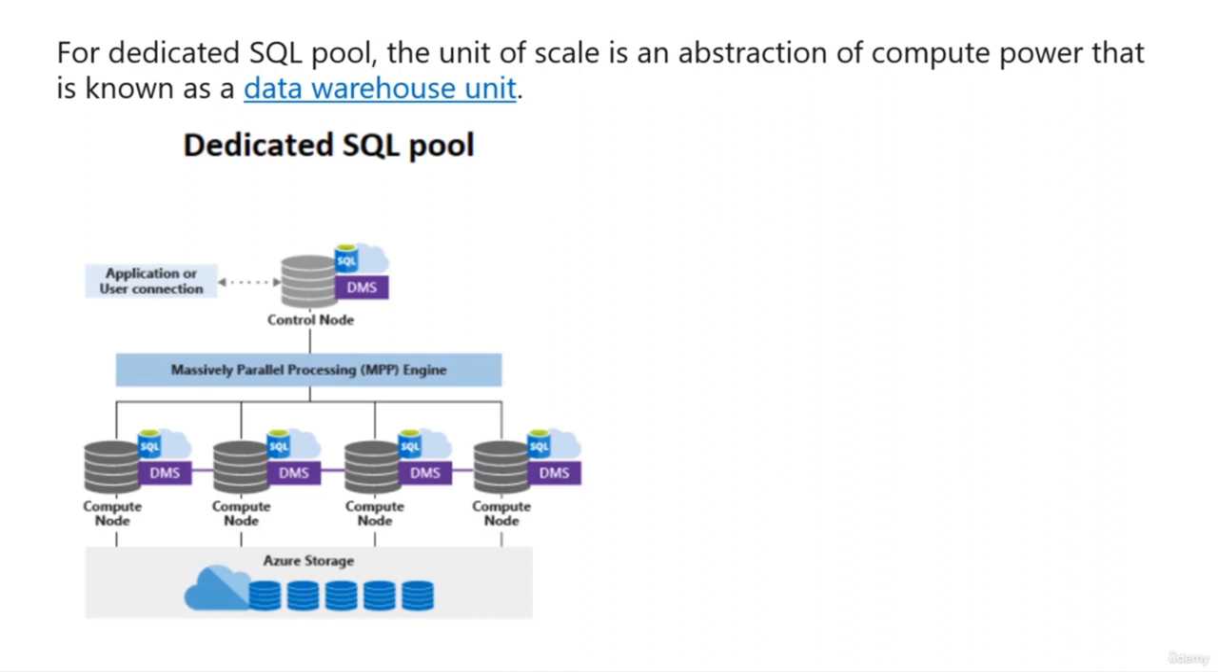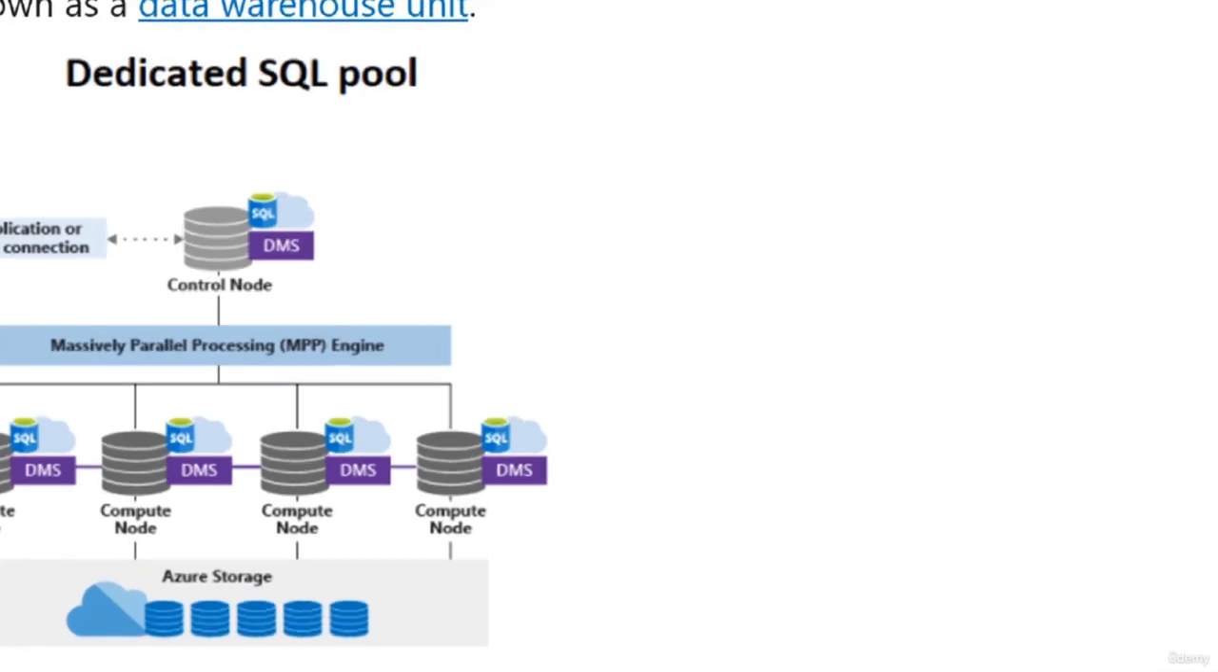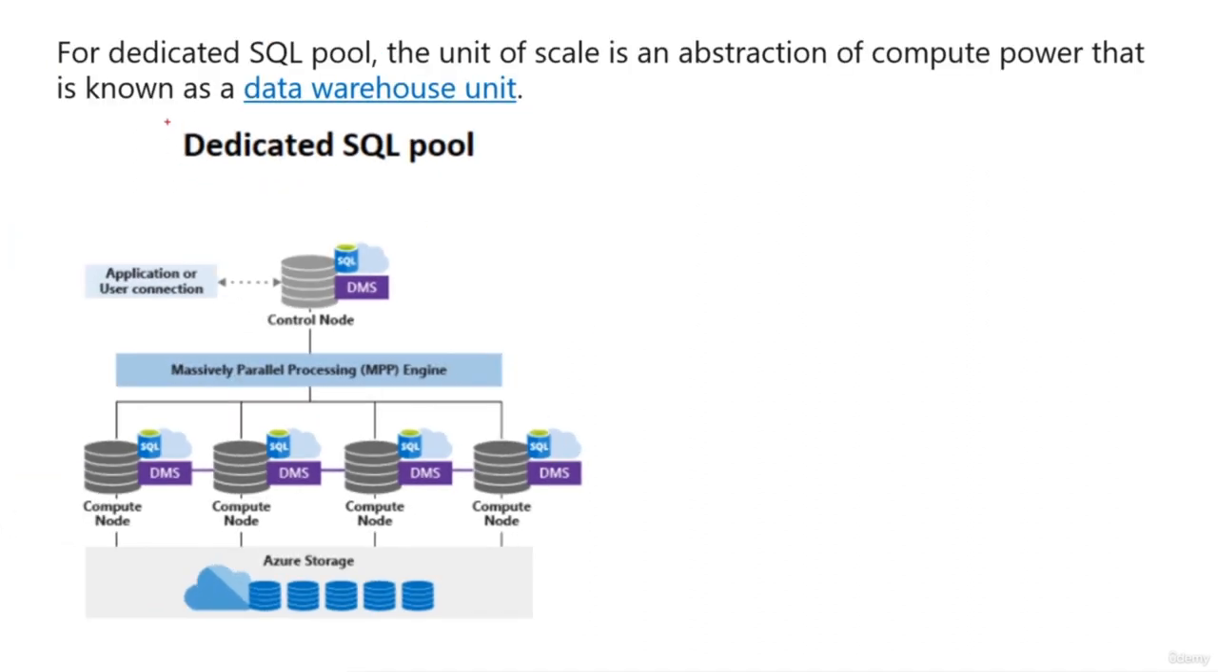If I focus on the data warehousing architecture with dedicated SQL pools, it's going to look like this. You can see on this diagram that we have one dedicated SQL pool, and inside it we have the massively parallel processing engine, formerly known as the MPP engine, in which we have one control node and multiple compute nodes. As I said, the control node and compute nodes are both computers, like virtual machines, with dedicated SQL Server installed inside. The control node will take your queries from applications and users, and then distribute them to the available compute nodes.